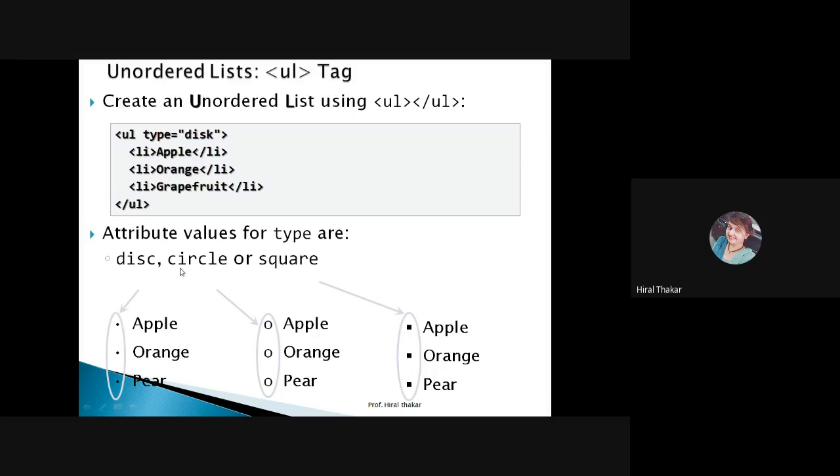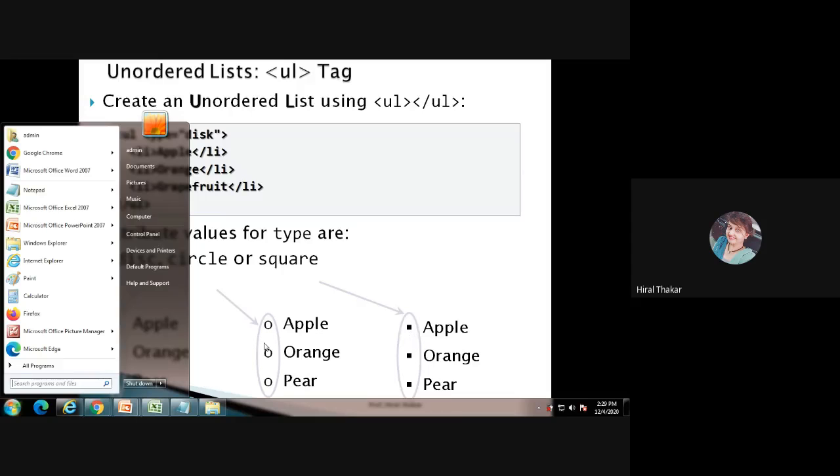There are three possible values: disk, circle and square. Disk means a filled circle. Circle means an empty circle, and square means it will be a square symbol. I will add it over here only.